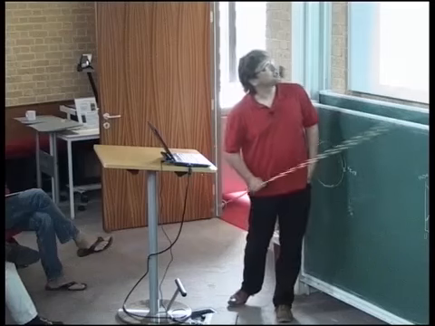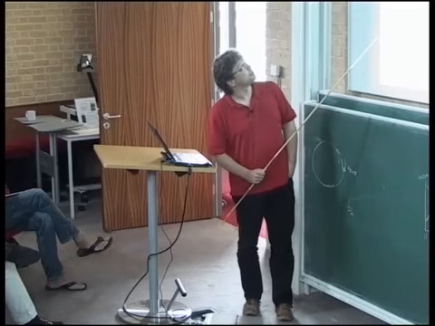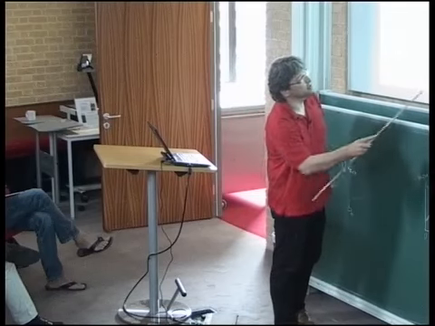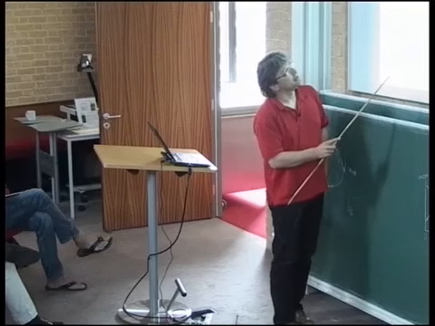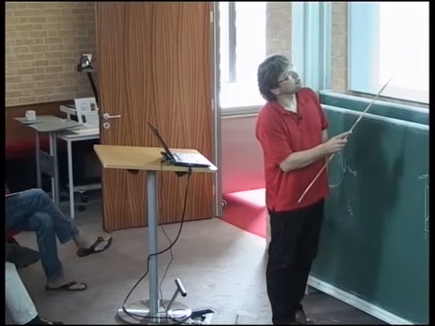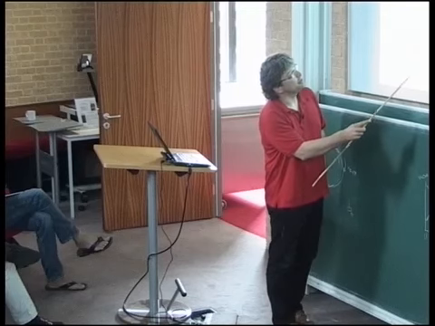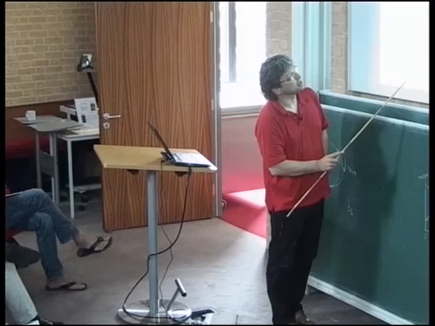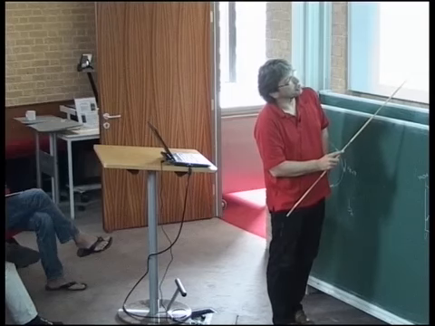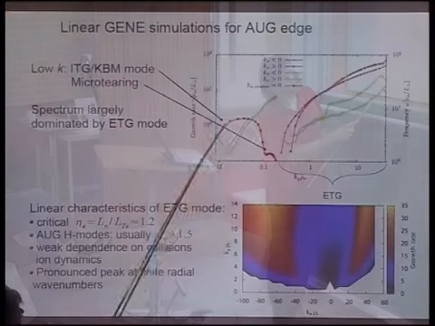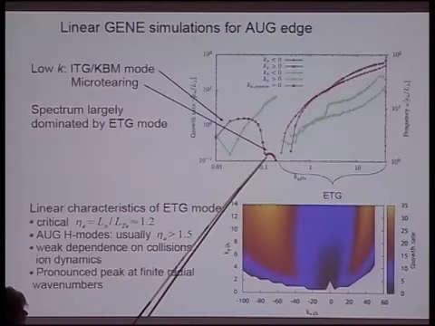Okay, so this is what we get linearly for that particular case. Here is the growth rate as a function of the binormal wave number. In red you can see the growth rates, in green the real frequencies. Here is a hump at very low k, going down to ky rho_s of 0.01. This is an ITG mode, and this little thing is a microtearing mode.